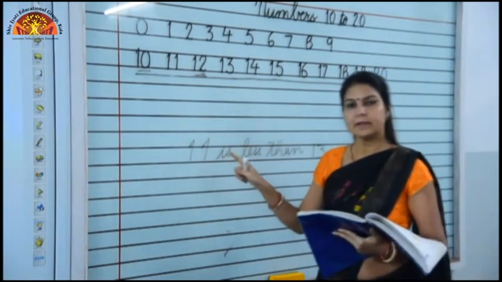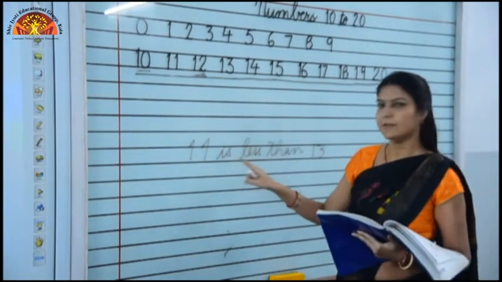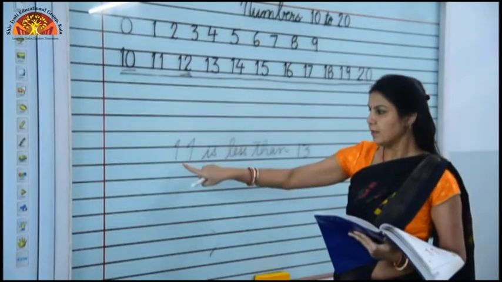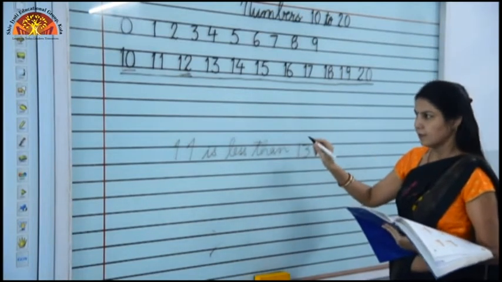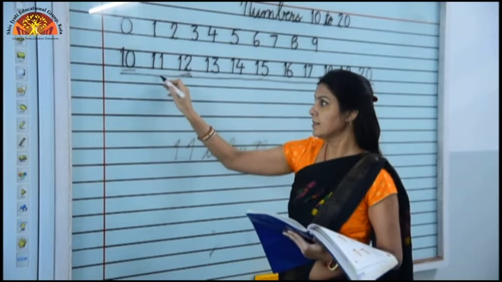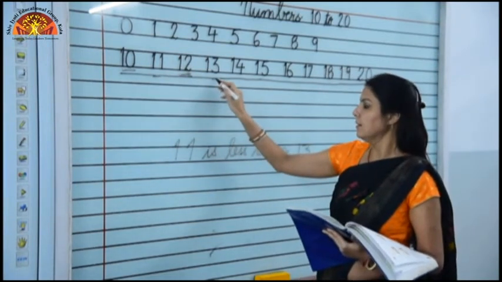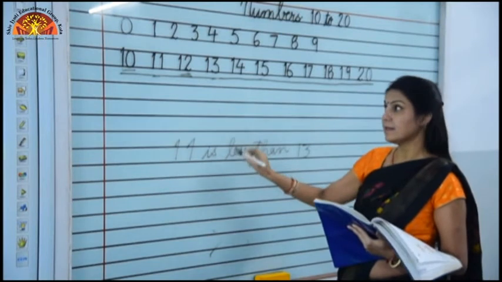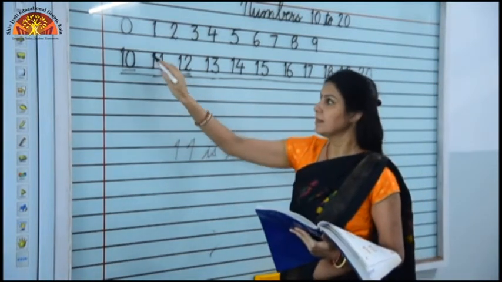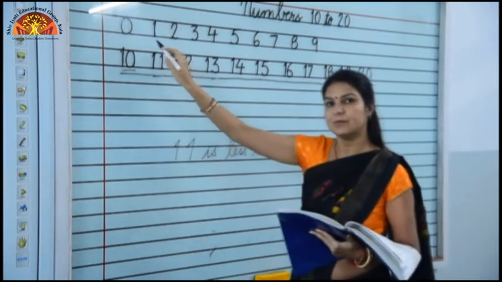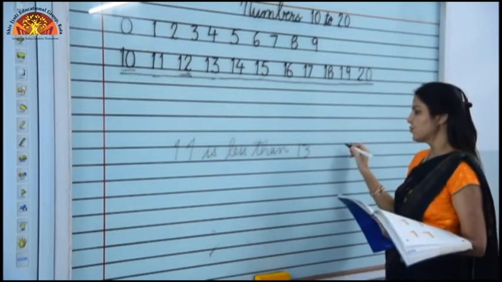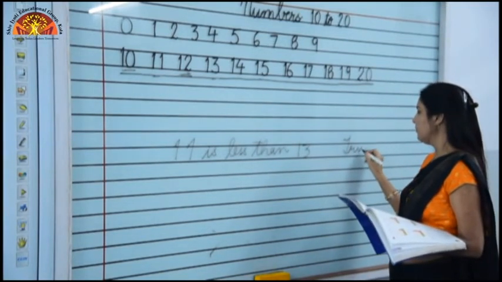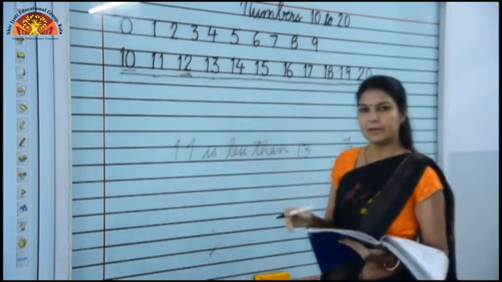If the statement is correct, then we will write true. If it is not correct, then we will write false. So, what is written here? 11 is less than 13. Now, see where 11? 11 is here and 13 is here, and the statement is saying 11 is less than. It is less than because it is near to 0. It is closer to 0. So, this statement is also correct. 11 is less than 13. So, we will write true in front of this. I hope you have understood. Rest of the sums you can do yourself.